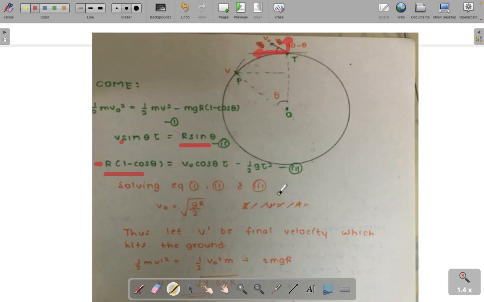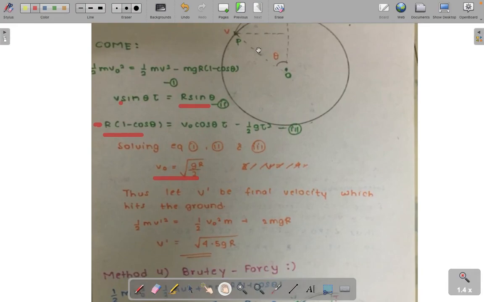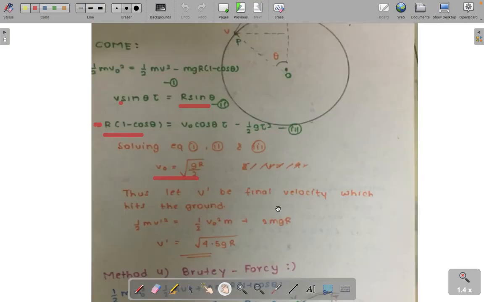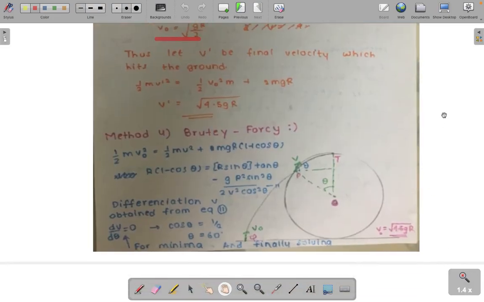So solving equations 1, 2 and 3, we get v naught is equal to under root of gr by 2. So the initial velocity to fire this projectile should be this. Since we had reversed the process, we had to find the final velocity with which the ground is hit, which I had explained earlier. Applying conservation of mechanical energy, and assuming the final velocity with which it hits the ground is v dash, v dash is again under root 4.5 gr.